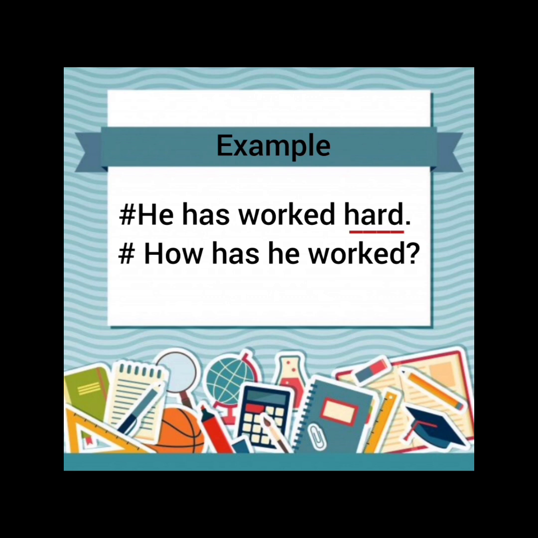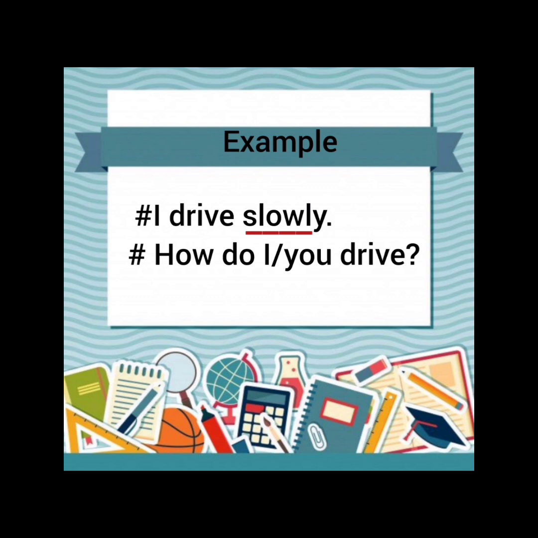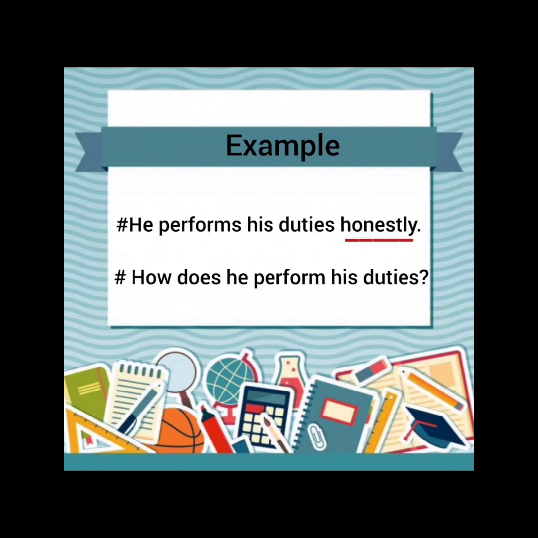So, she prepares the basket beautifully. Next, he has worked hard. Worked is the verb here, and hard is used to modify this action. So, how has he worked? I drive slowly. Now, how do I or you drive? So, the answer is I drive slowly. Slowly is an adverb and it modifies the verb drive here. He performs his duties honestly. Performs is the action here, duty is considered the object, and honestly is used to modify how he performs his duties.